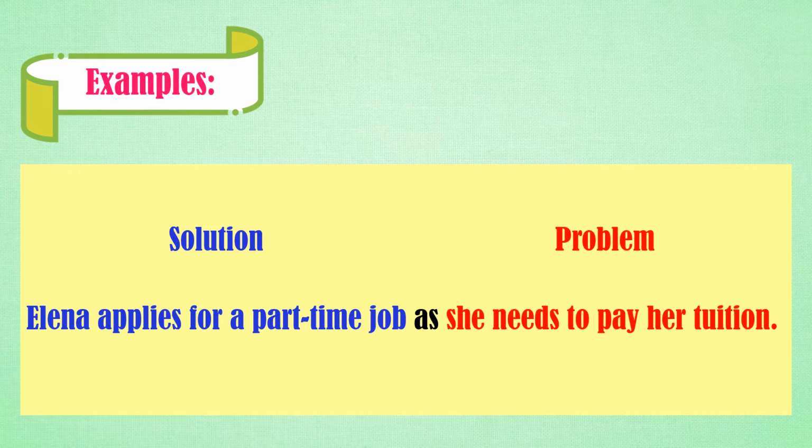Let me show you some examples. Elena applies for a part-time job as she needs to pay her tuition. In this sentence, the problem is she needs to pay her tuition, and the solution, Elena applies for a part-time job. So in order for Elena to solve her problem, which is the need to pay her tuition, she came up with a solution which is applying for a part-time job.